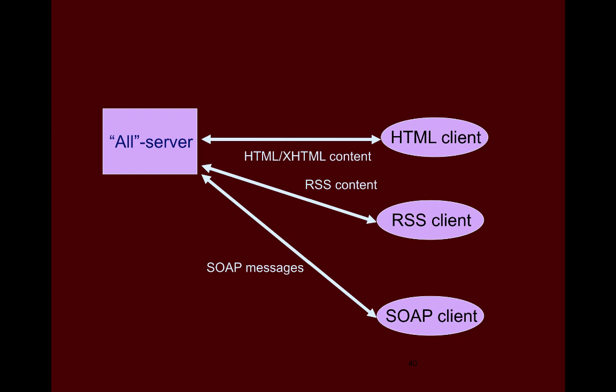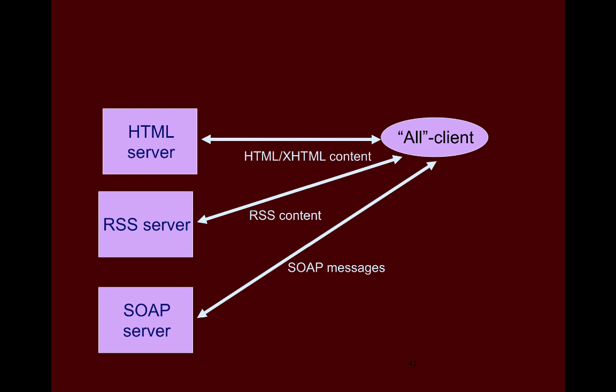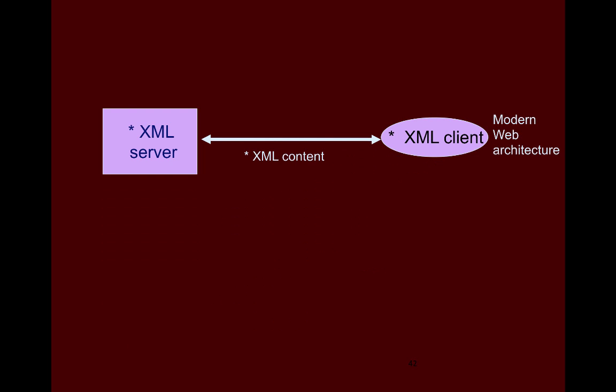And so you can have a server that can serve up any kind of XML document, including HTML, and then you can serve it up to different types of clients. Or you can have a single client that can process all kinds of documents from all kinds of servers, and you can combine all of that together. So this is the modern web architecture. It generalizes from just processing HTML documents to XML documents in general.